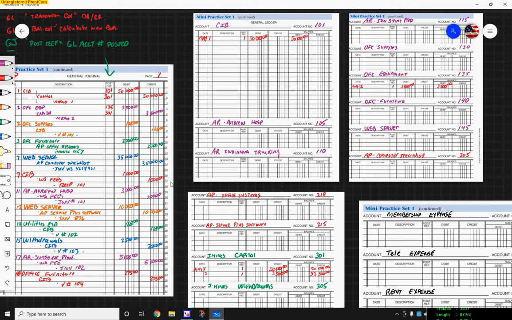Now we're moving along, folks. Next transaction, office supplies. The date of the transaction was the 2nd for a $125 debit. Office supplies, the date was May 2nd. It came from journal page number 1. It was a $125 debit.